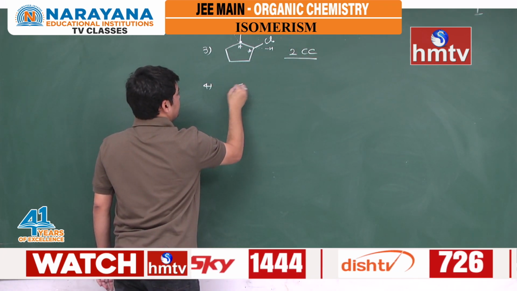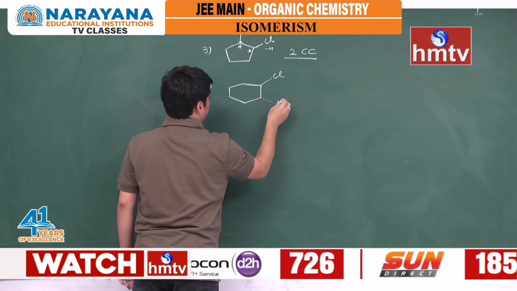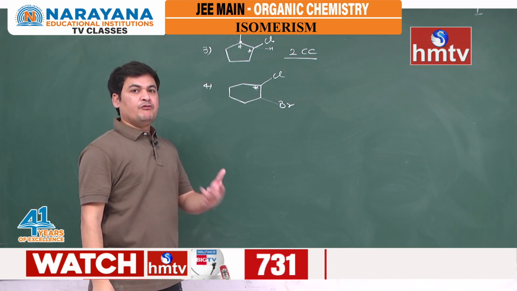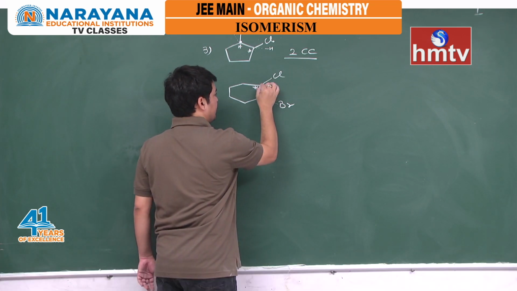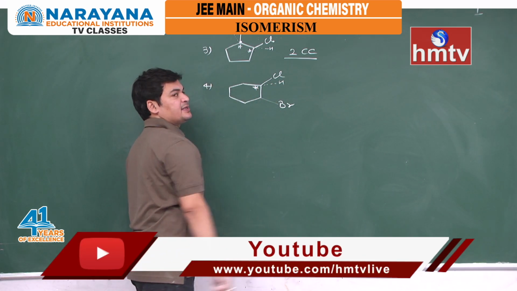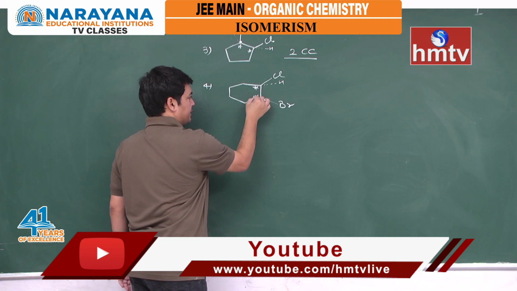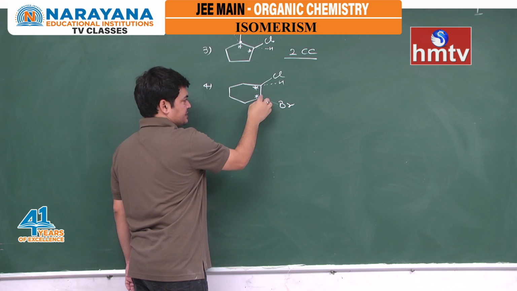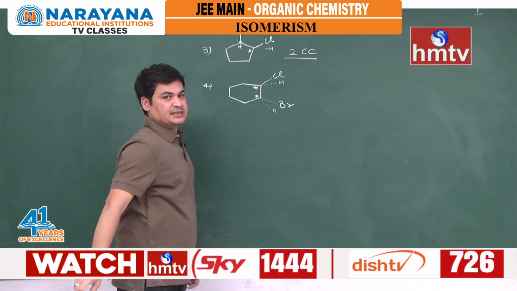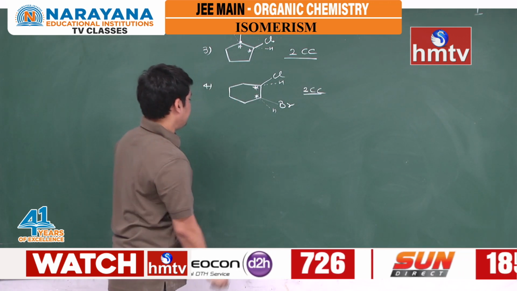4th example, suppose I write here Cl, here Br. Now check this carbon: sp3 hybridized, 4 different valencies, one Cl, one H, one normal carbon, 4th carbon having Br. Again all 4 valencies different. Here first Br, second hydrogen, third normal carbon, 4th carbon with Cl. This compound also has 2 chiral centers, right?